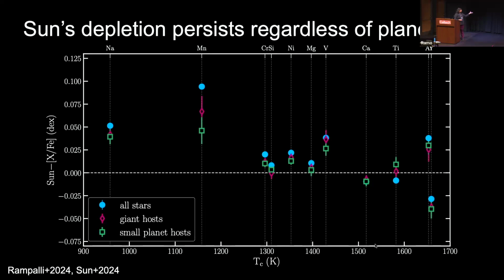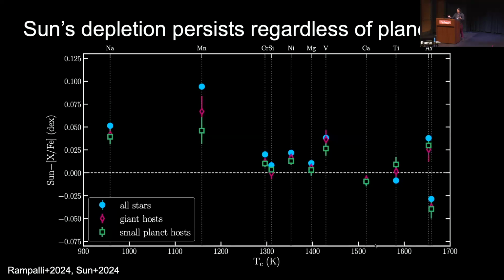Ultimately, that remains true as well when we consider explicitly the planet host population. So we break up our planet host population into the giant planet hosts, to test that giant planet dust trap scenario, and also the terrestrial or small planet hosts, to test that refractory locking up scenario. And neither of those match the sun. They're matching what we've always seen.